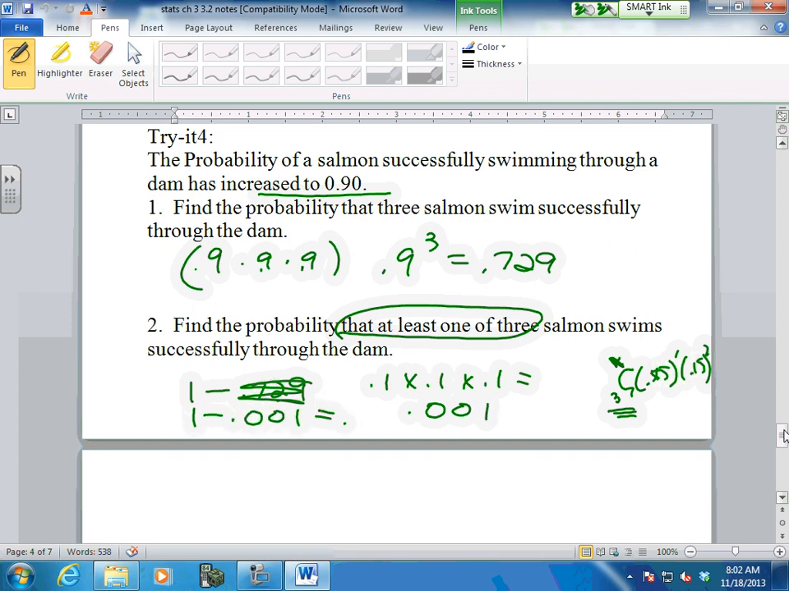So 0.999. First of all, did that probability increase from the last one we did? Yeah. What made it increase? The higher percent of them swimming through, right? There's a higher percent now of them swimming through. Good. You guys got the complement case.